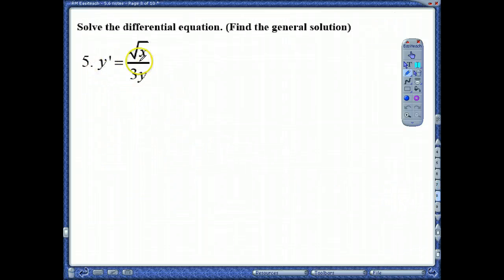Now on number 5, I'd like for you to try this one. Now this one's just a little bit trickier. When you are solving this, they have y prime. I want you to start off with dy over dx. I want you to change that. And then that's x to the 1/2 power divided by 3y. When you solve this, only move as little as possible to the dy side.